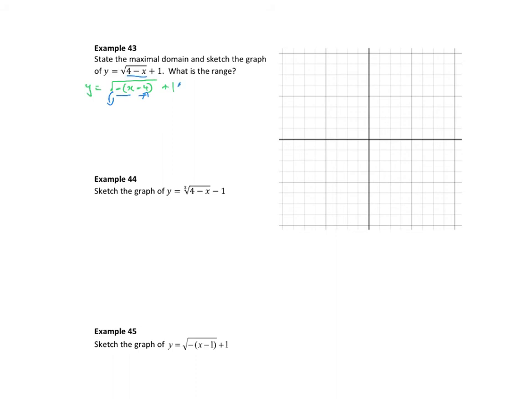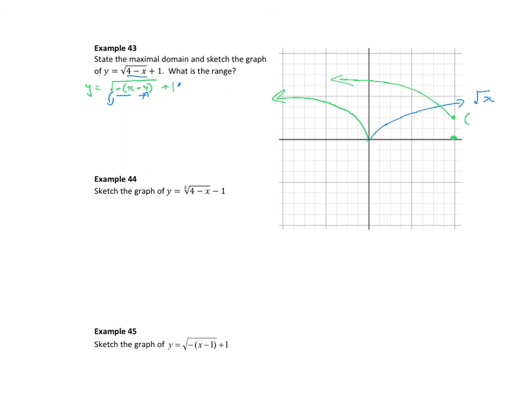So let's think about my original graph. My original graph is something like that. That's square root x. So a negative inside the bracket is going to cause it to go like this. And then I've got 4 units to the right, which we'll call 4 units there, and 1 unit up, and we'll call that 1 unit up. And so then the graph is going to look something like that.